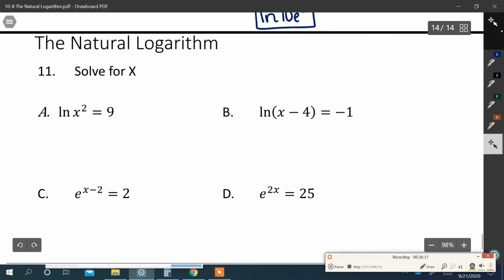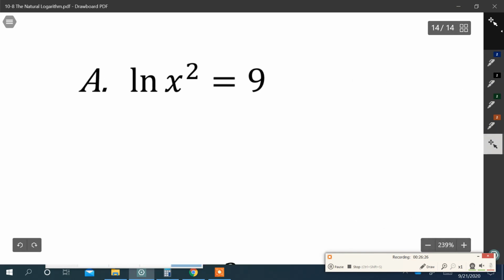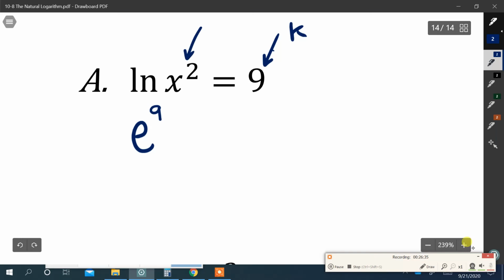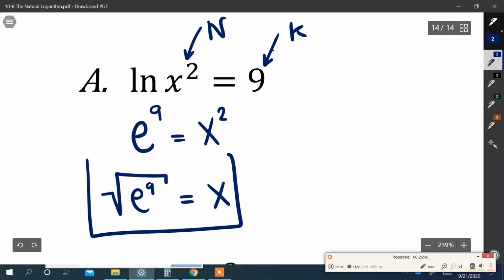Finally, we're going to solve for x on this one here. We're going to use different strategies. On this one, I could translate this to look like this: e to the 9. This is my k. This is my n. e to the 9 is equal to x squared. Take the square root on both sides. We get square root of e to the 9 is equal to x, and that will be my final answer.